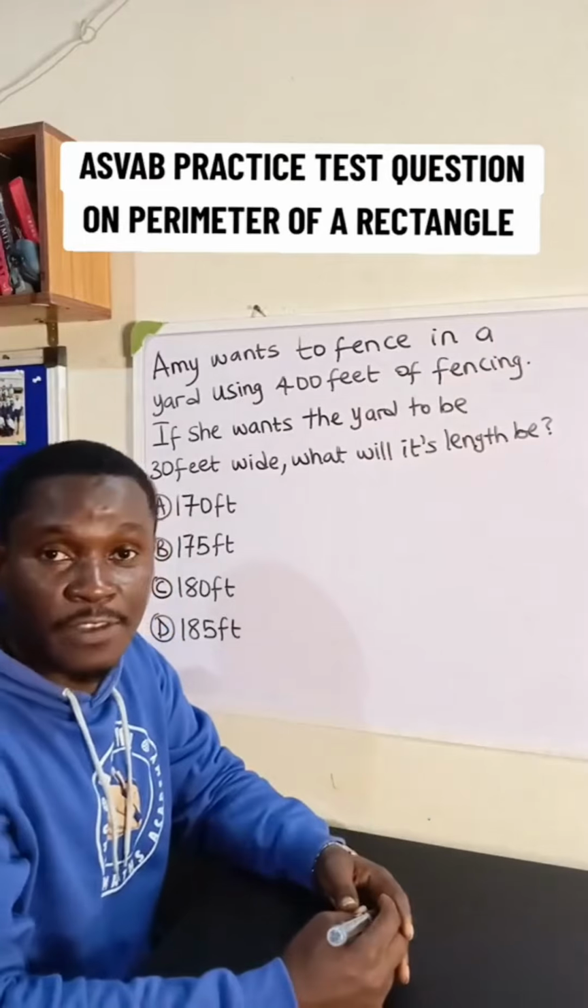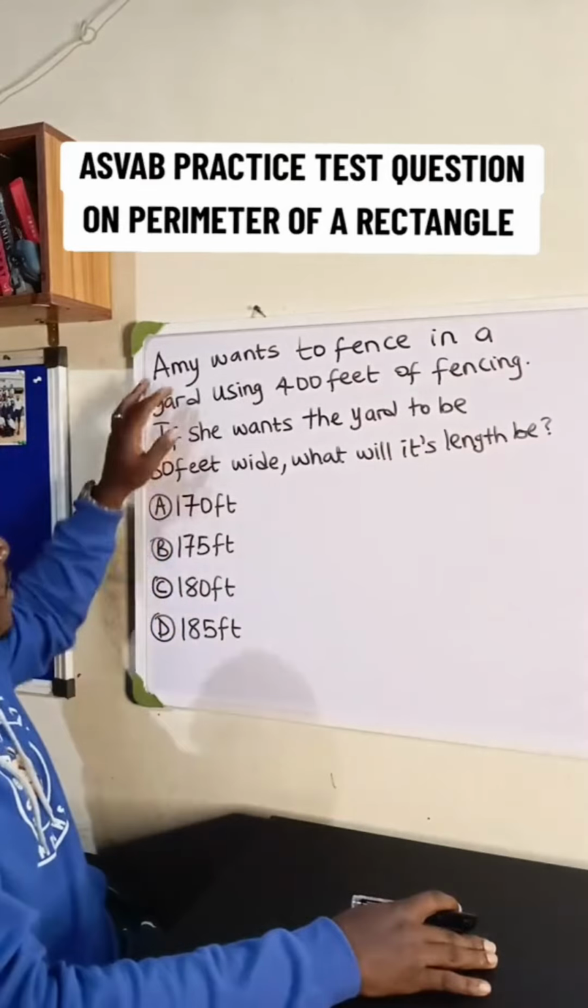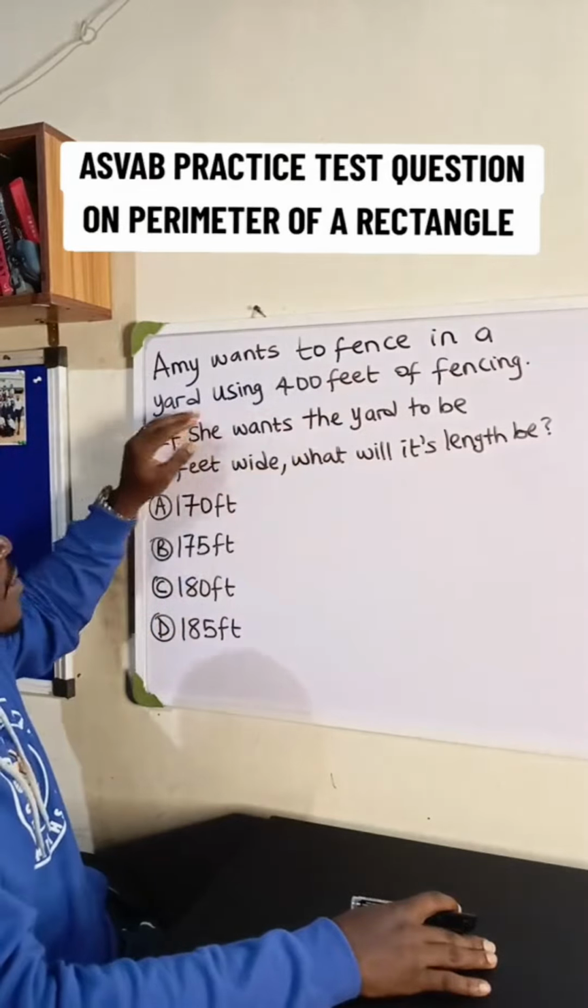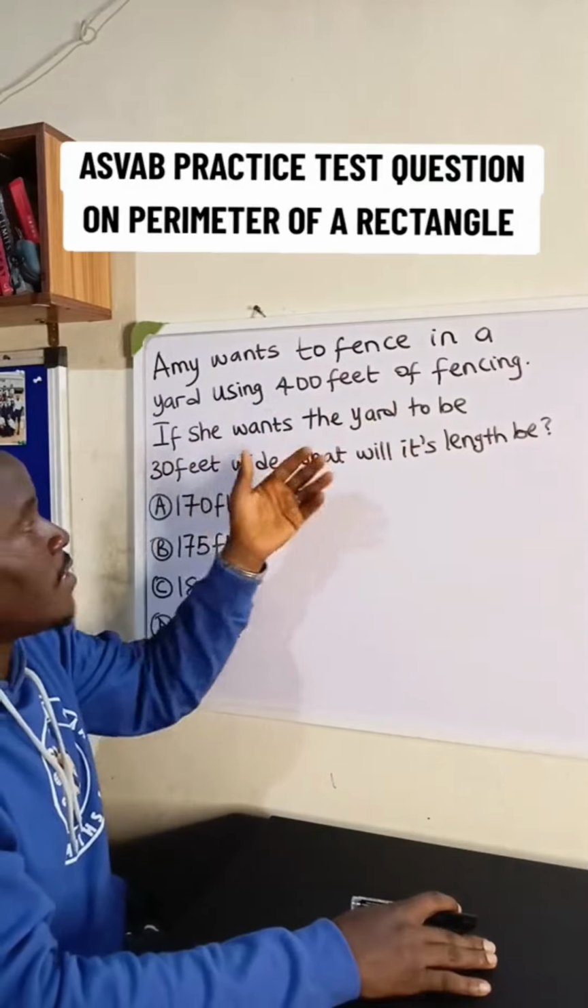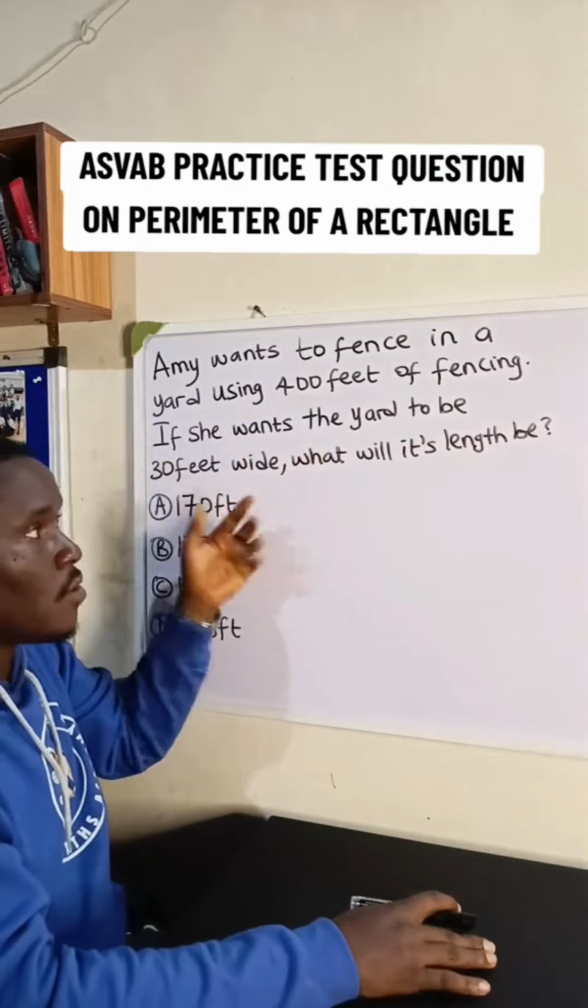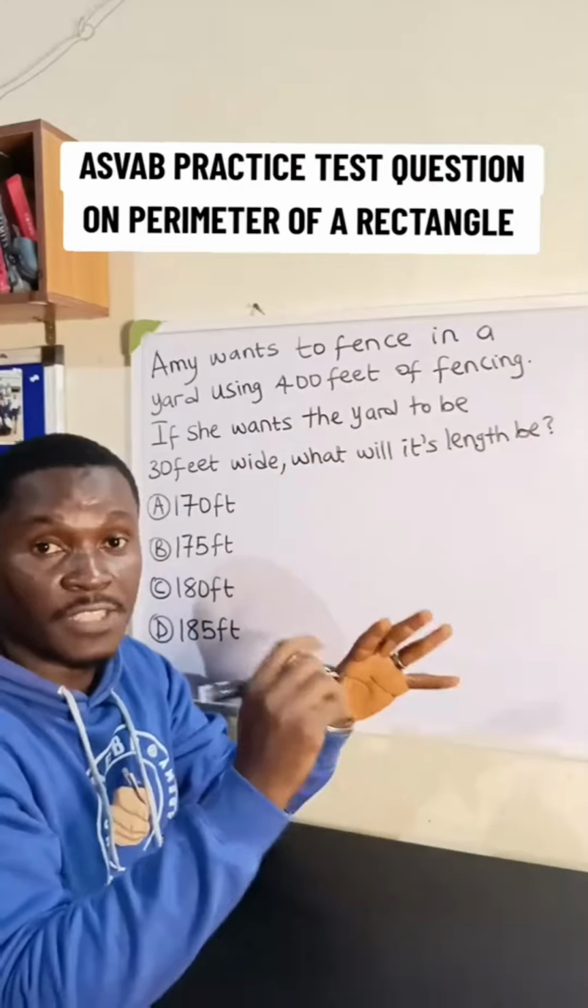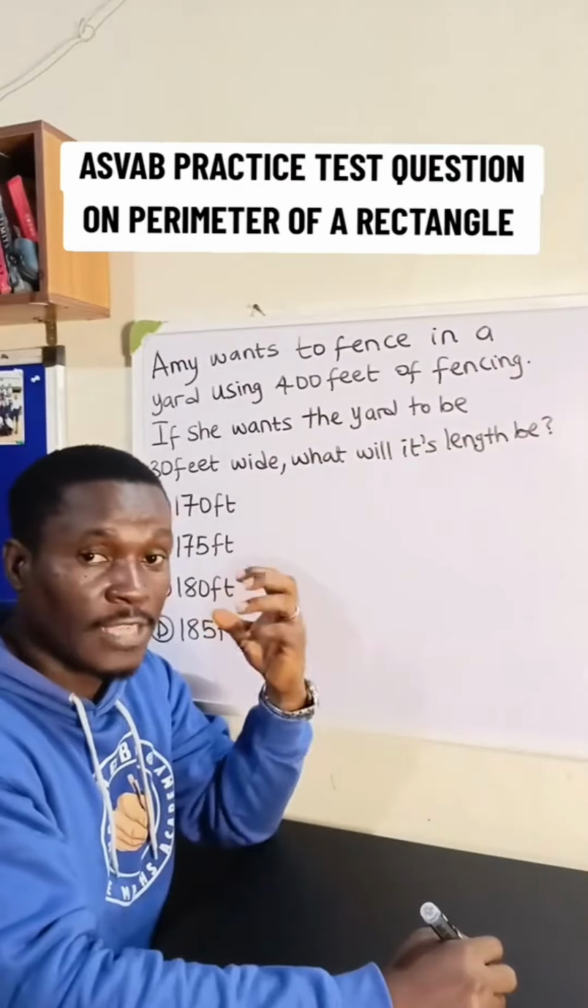Hi guys, let's look at this ASVAB practice question together. We're told that Amy wants to fence in a yard using 400 feet of fencing. If she wants the yard to be 30 feet wide, what will the length be? This is a very simple question. The most important thing is to visualize what is going on here.